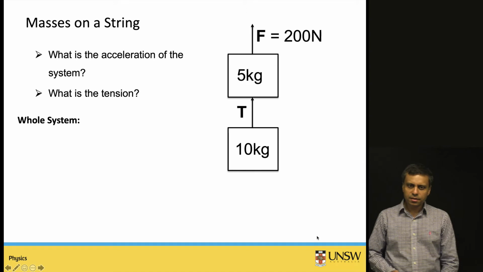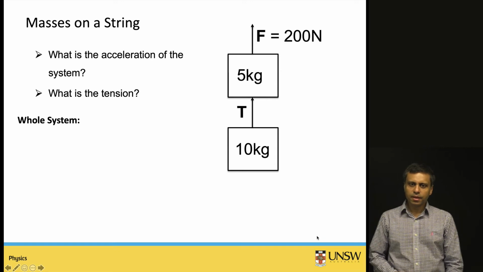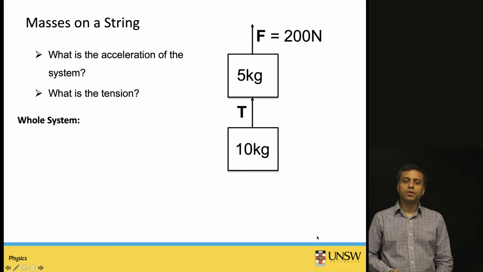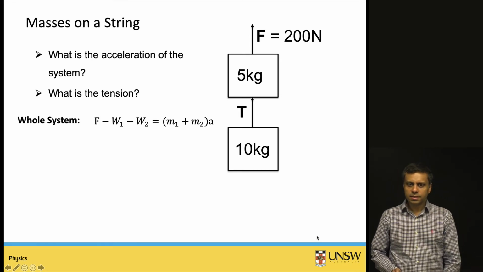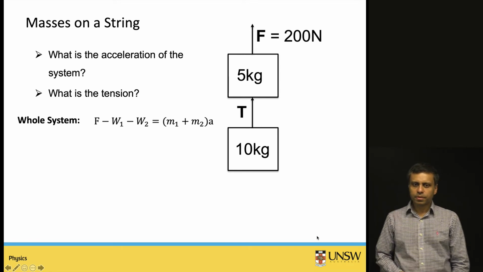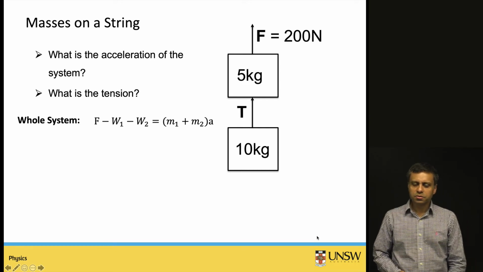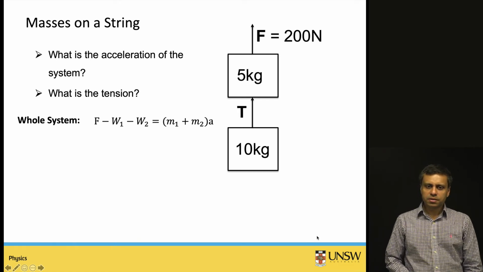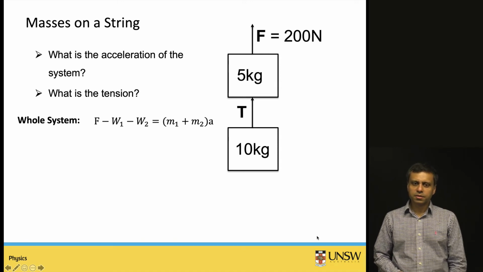So to find the acceleration, because the blocks are connected to each other, we can treat the 2 blocks as a whole system and then apply Newton's second law on the system. In that case, we don't need to consider the tension forces. But we do need to consider the weights of the individual masses, because these are still forces that are acting on the system. So if we sum all the forces, we have F acting upward and the 2 weights W1 and W2 acting downward. So F minus W1 minus W2 is equal to the total mass of the system times the acceleration, because the blocks are moving together.